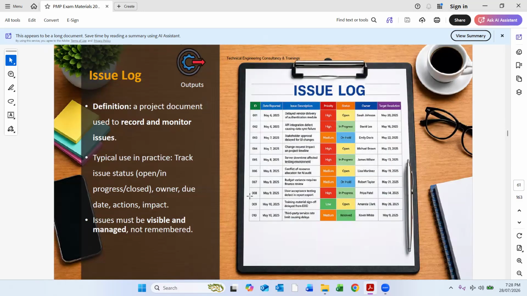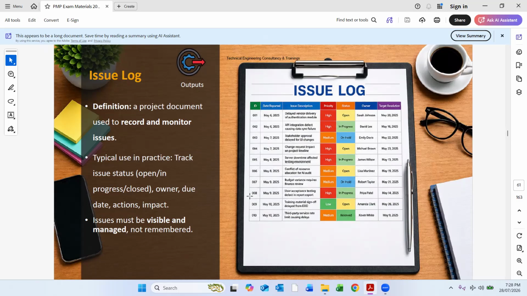Okay. Now the issue log. The issue log is usually used to record and monitor issues. It is also called the issue register. We usually use in our projects the issue register, which tracks issues: how many issues are open, how many are closed, who is the owner, when to mitigate, what will be the impact, and what are the actions to be taken. Okay, and it should be visible and it should be managed as well.